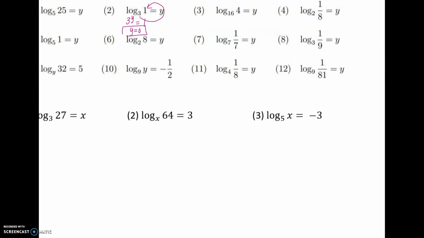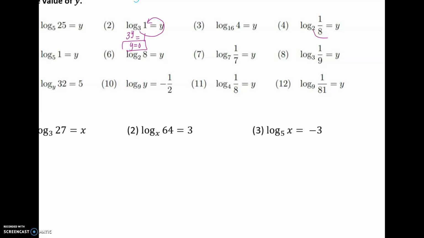Okay, let's look at number 4. Log base 2 of 1/8 equals y. So this is 2 to the y equals 1/8. And remember, to solve these, we have to have the same base. We have a base 2 here, and we have 1/8 here. Can we write 8 as a base of 2? We sure can. This becomes 2 to the y equals 1 over 2 cubed, right? But then what happens when we have a fraction? We have to move it to the top. And when we do, that becomes a negative exponent. So this is 2 to the y equals 2 to the negative 3rd. Cross that out, and y equals negative 3.